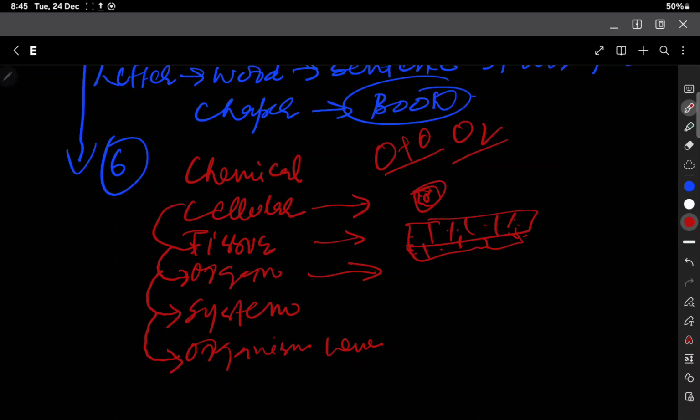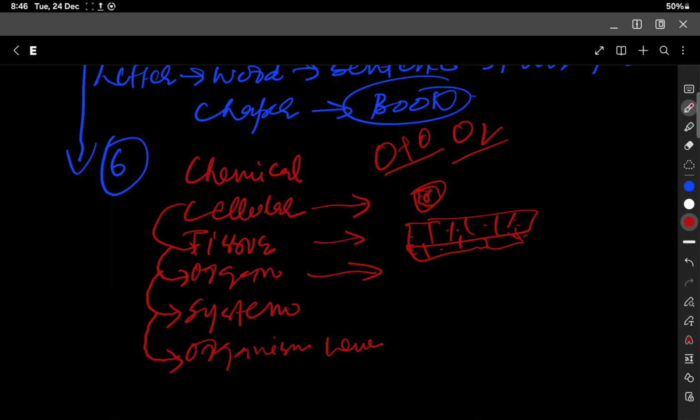There are different cells present in the human body: RBCs, WBCs, hepatocytes. Then different cells form tissues like epithelial tissue, nervous tissue, muscular tissue, and connective tissue. These are the different tissues present in the human body. Then these tissues combine to form organs. Examples of organs are the heart and the lungs.